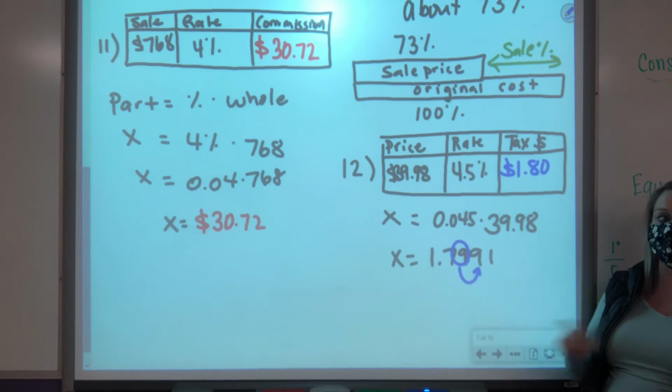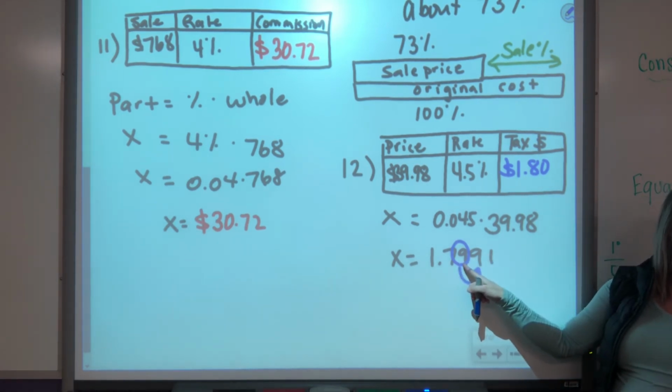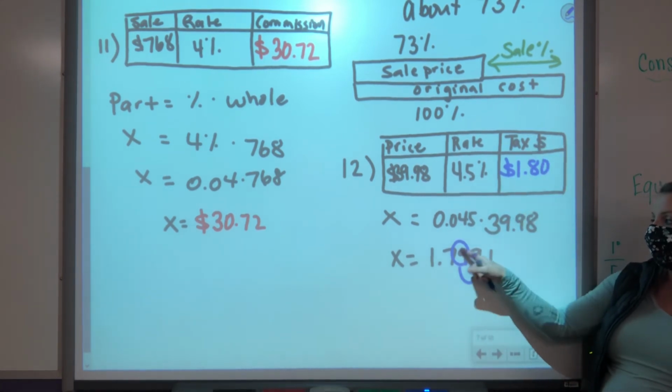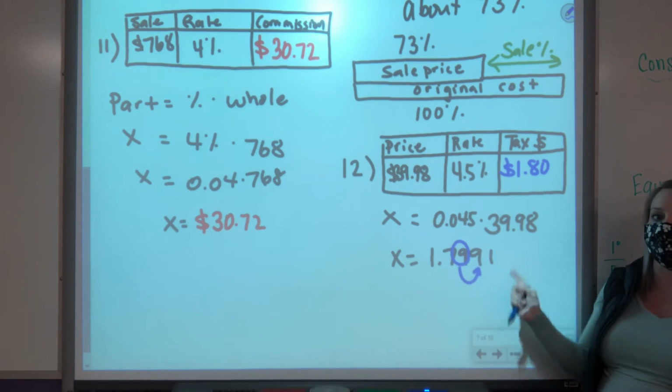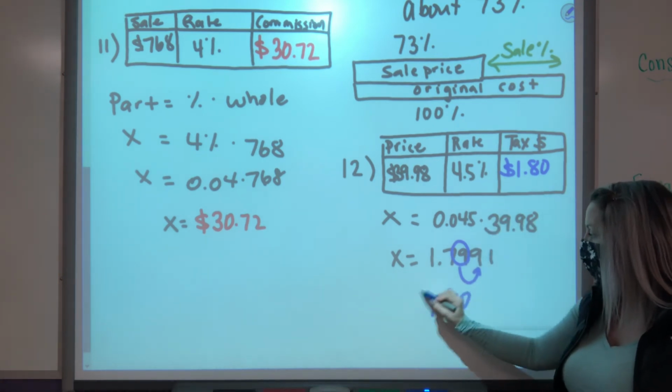If our thousandth is 0, 1, 2, 3, or 4, our number stays the same. If it's 5, 6, 7, 8, or 9, it rounds up. So that means the 9 rounds up to 10, which rounds the 7 up to 8. Okay, so that's where we got our $1.80.